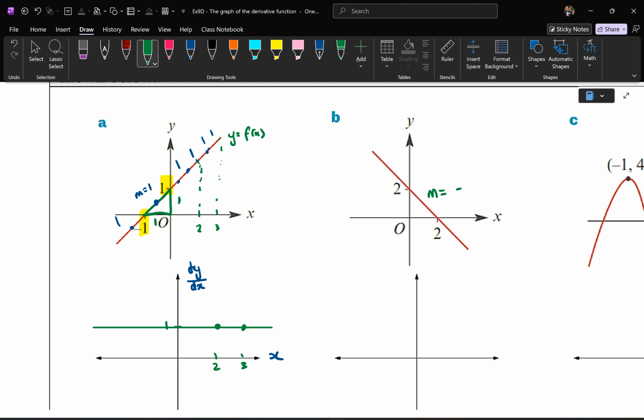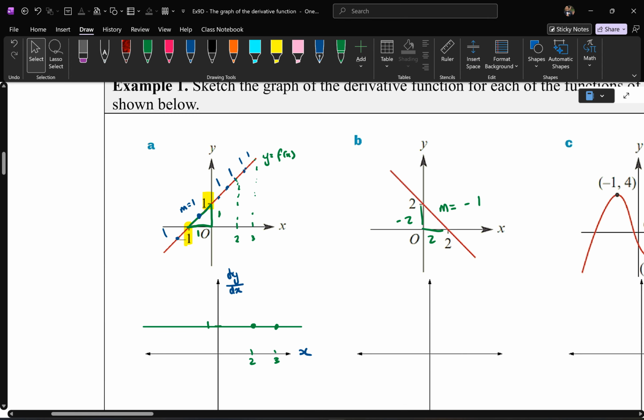Good. Gradient's negative. Do you know what the value is? 1, because it's 2 down and 2 across. So therefore, negative 2 over 2 gives you negative 1. Yes, so I know the gradient's negative. It's negative 1.